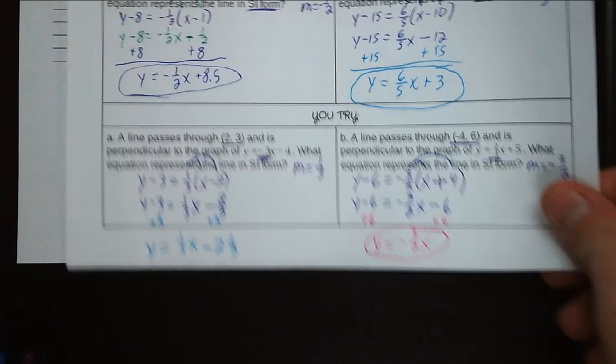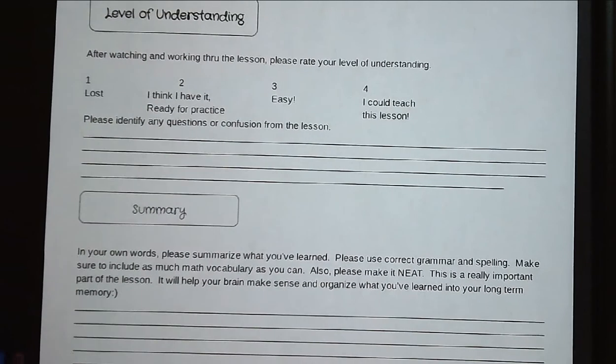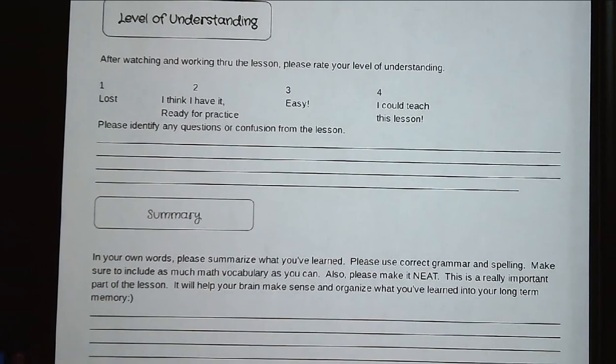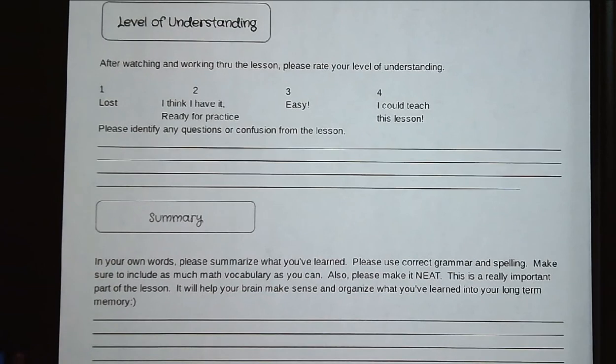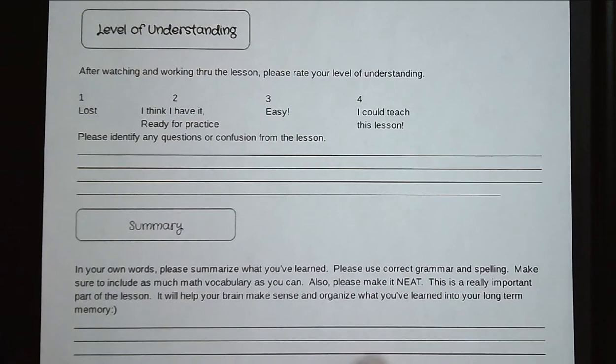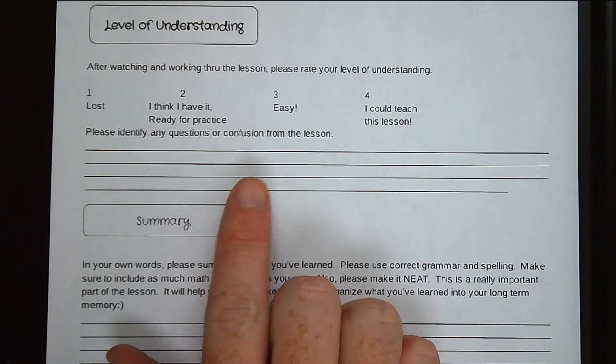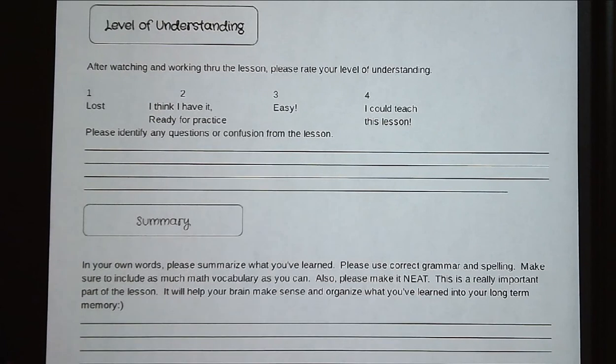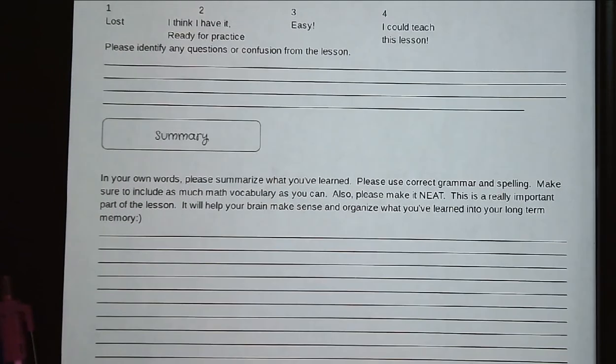Okay. That is it for today's lesson, guys. Make sure you guys rate your level of understanding 1 to 4. Write down any questions you may come up with. My guess is, if you have any, they may be surrounding the idea of the opposite reciprocal. And make sure you write a summary. How can you find that lines are parallel or perpendicular, and how can we write those equations.